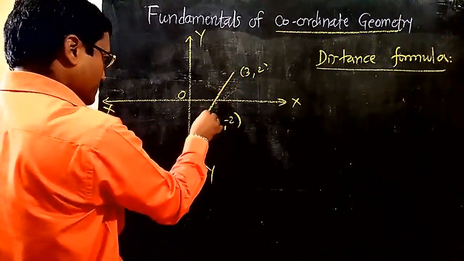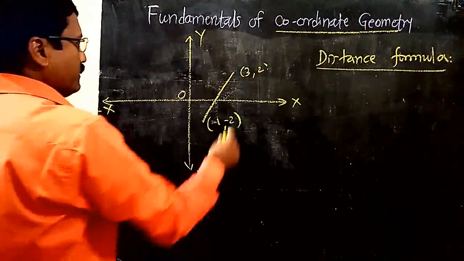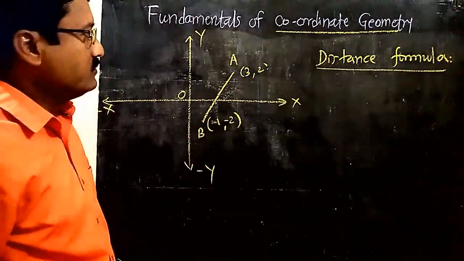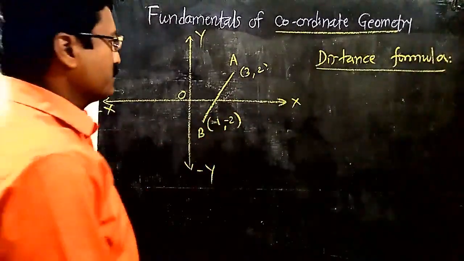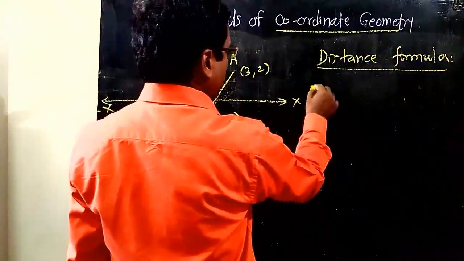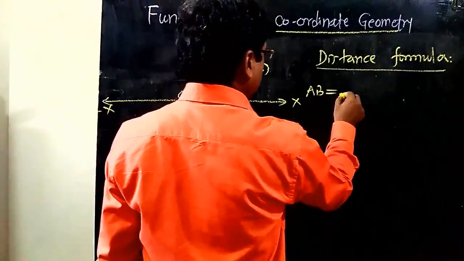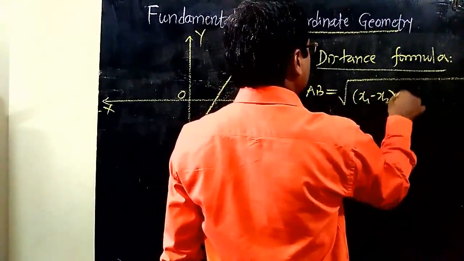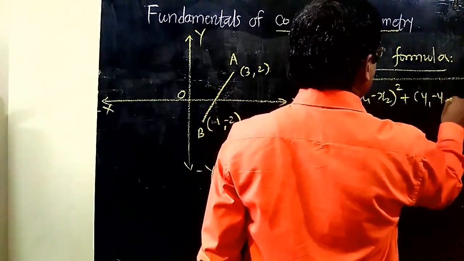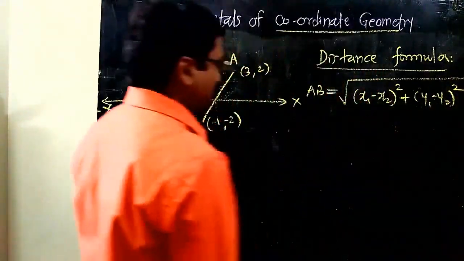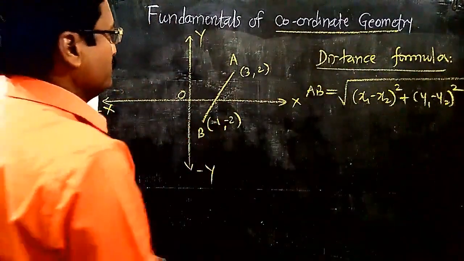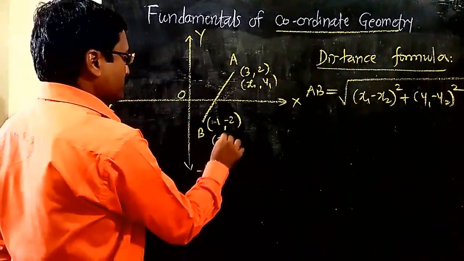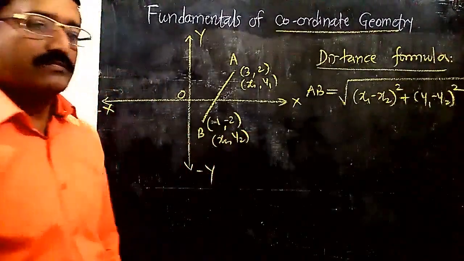The distance between these two points is like this. So this is point A, this is point B. And what to do? We have one formula that we have learned in 10th class. Let us just use that formula. Distance AB is nothing but the square root of (x1 minus x2) squared plus (y1 minus y2) squared. What are these x1, y1 and x2, y2? These are nothing but x1, y1, and the second point is nothing but x2, y2.